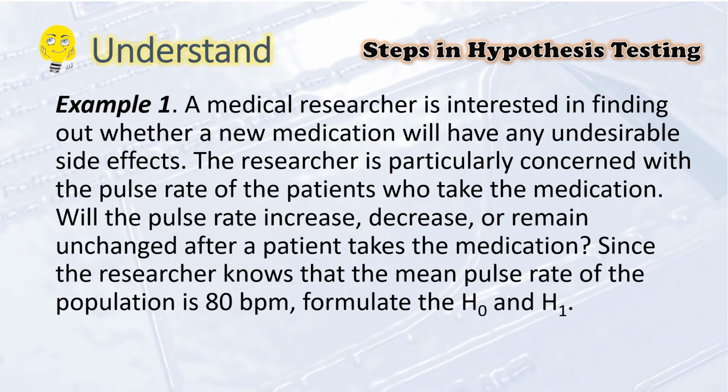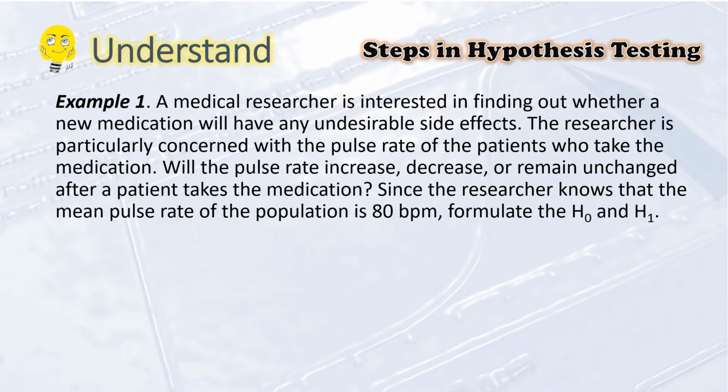Let us have some examples. A medical researcher is interested in finding out whether a new medication will have any undesirable side effects. The researcher is particularly concerned with the pulse rate of patients who take the medication. Will the pulse rate increase, decrease, or remain unchanged after a patient takes the medication? Since the researcher knows that the mean pulse rate of the population is 80 beats per minute, formulate the null and alternative hypothesis. Here's our suggested solution.